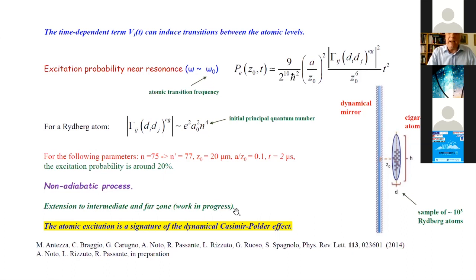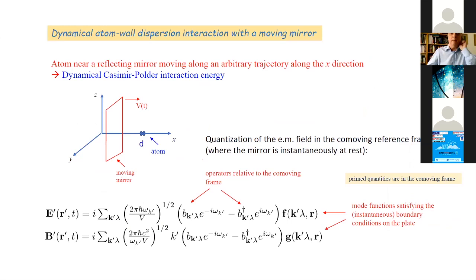And this leads us to the last point, because the technique is very similar, and these are also preliminary results about the dynamical atom-wall dispersion interaction in the presence of a moving mirror. We have this situation, a mirror that is moving along an arbitrary trajectory along the x-axis, and v of t is its velocity. And at this point, there is an atom fixed in space. Now, to quantize the electromagnetic field, we can move to the co-moving reference frame, that is the frame where the mirror is instantaneously at rest.